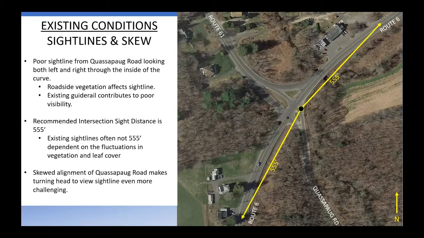Roadside vegetation also affects the sightline. Existing guide rail can contribute to poor sightline visibility as well. The recommended intersection sight distance is 555 feet. The existing sightlines are often not 555 feet, depending on the fluctuations in vegetation and leaf cover. The skewed alignment of Quassapaug Road also makes turning your head to view the sightlines even more challenging.